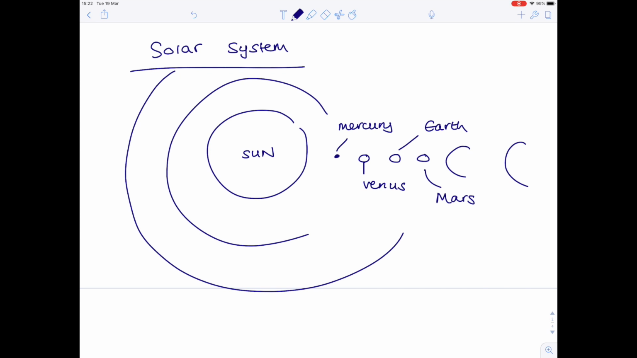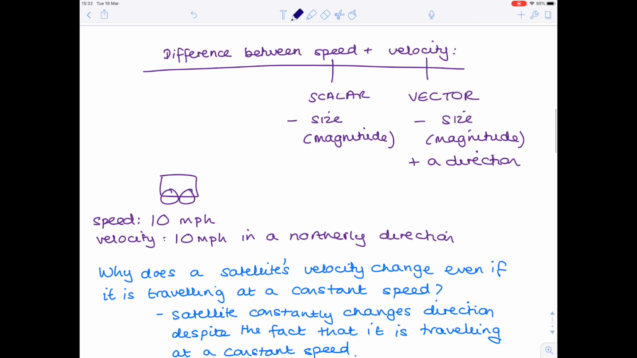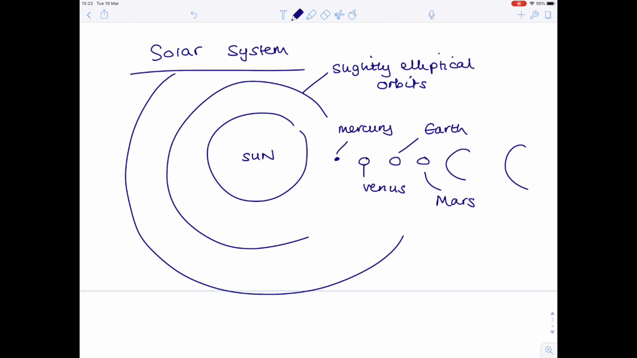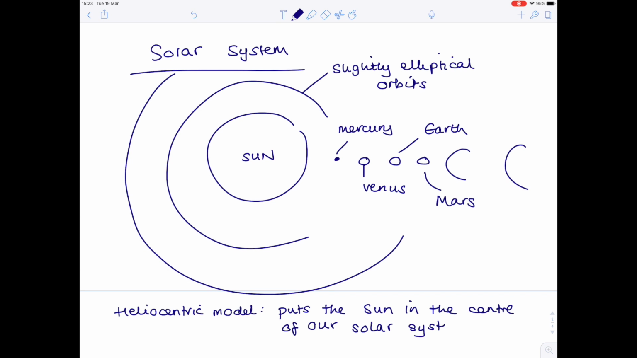So they go round and round in circles with their slightly elliptical orbits. Notice that they're nowhere near as elliptical as our comet. So if we were to look up, you can see how incredibly squashed that circle is for the comet. Planets have far more circular orbits. So this is the modern day model of the solar system. We call it the heliocentric model. It puts the sun in the centre of our solar system.